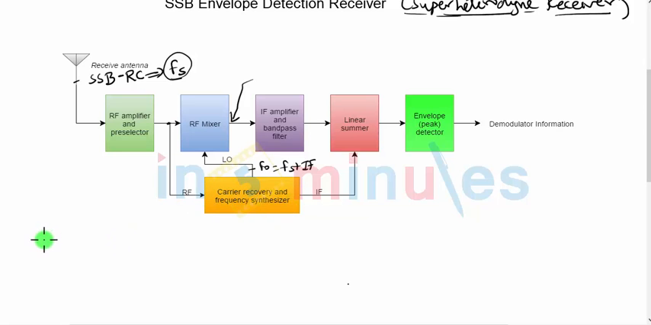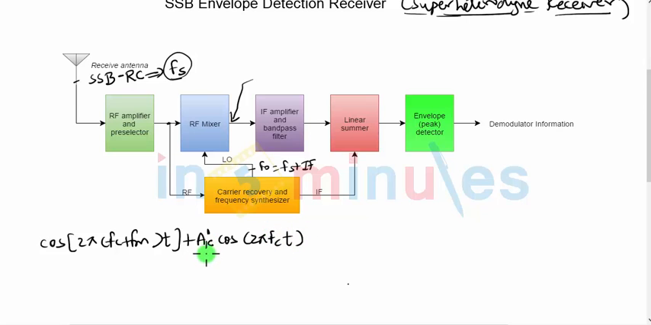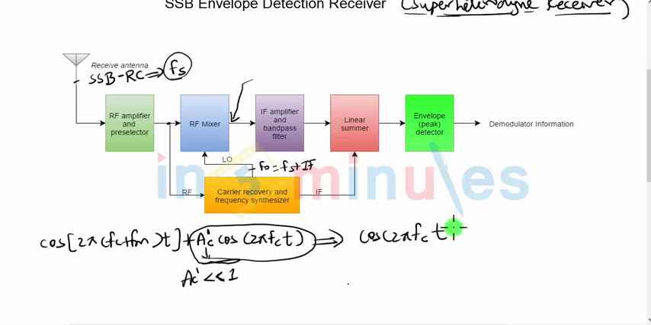So whatever my incoming signal is, let's say it is in the form of cos 2 pi (fc plus fm)t, which is the upper sideband, but along with this upper sideband, a very highly attenuated carrier, so I'm using amplitude Ac dash, cos 2 pi fct. This Ac dash will be very much less than 1. The highly attenuated carrier is also present because it is single sideband reduced carrier. So the function of this block will be to extract this carrier signal. And once that is done, we have got a single frequency sinusoidal signal.